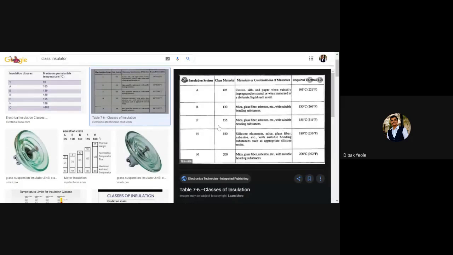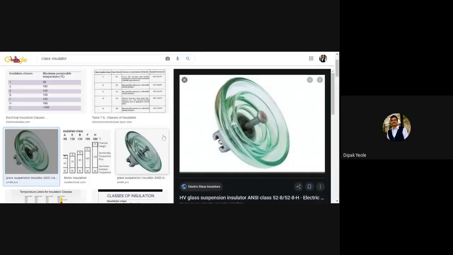For 155 we can use mica, glass fiber, asbestos, etc. For 180 degree Celsius we have to use silicon, elastomer, mica, glass fiber, asbestos. And for 200 one can use mica, glass fiber, asbestos. So these are the materials which can bear the particular temperature, and the class is associated with this. And this is the glass insulator available.